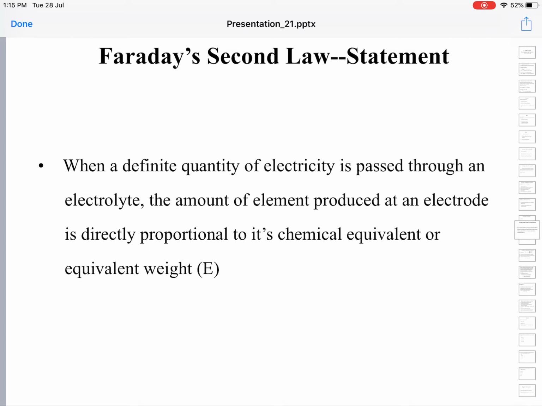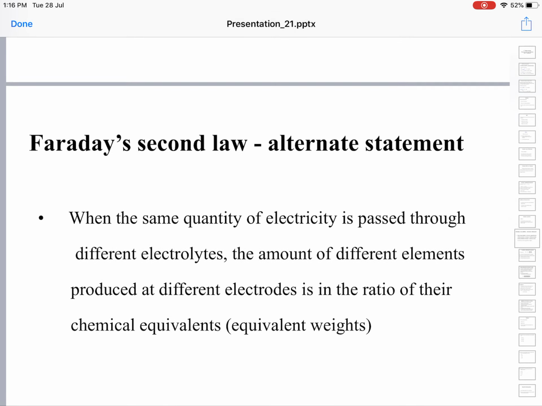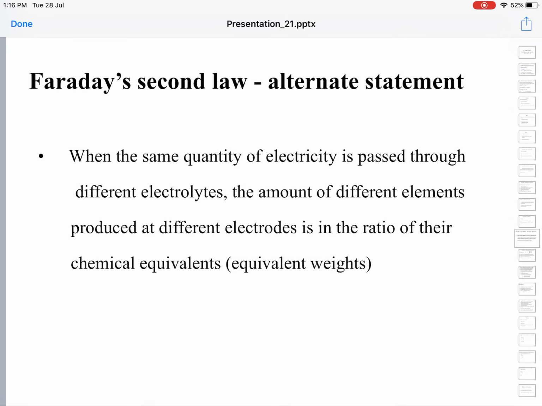It can also be stated in another way: when the same quantity of electricity is passed through different electrolytes connected in series.